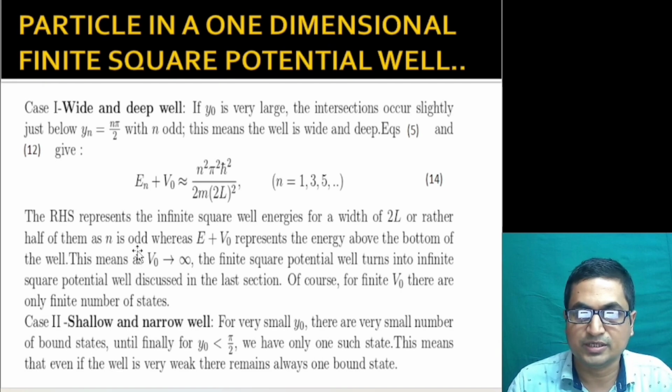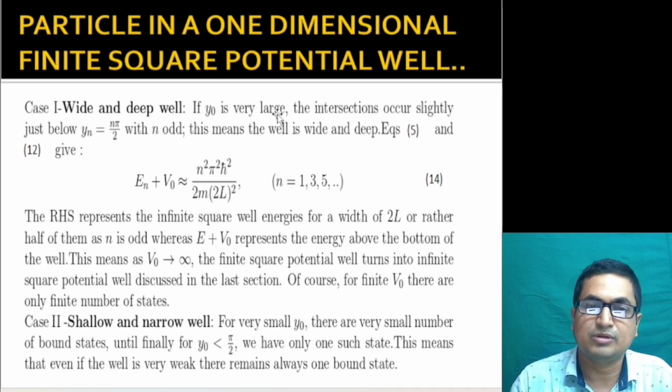Or we can say that this expression represents half of the energies that we can count out in the case of the infinite square potential well. Also, if V naught tends to infinity, definitely this finite potential well will turn into the infinite potential well, and the energy expression will become the same. Of course, for finite V naught, there are also some finite number of energy states.